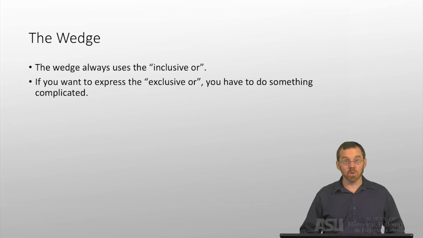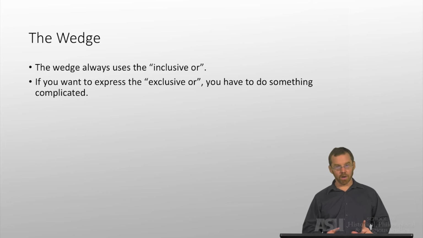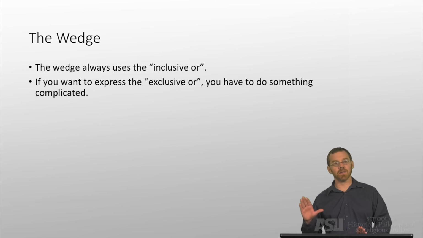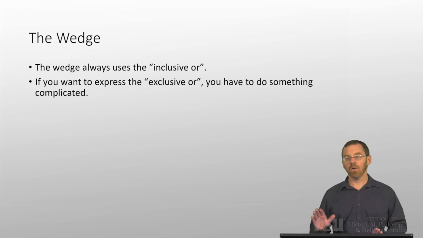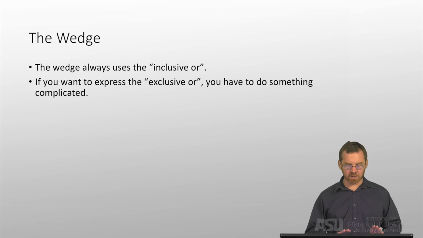This brings us back to the wedge. The wedge always uses the inclusive or. If you want to express the truth function for the exclusive or, you have to do something complicated. Right? Or we could add another symbol to the system, but we don't want to add another symbol to the system. So if you want to express the exclusive or, you've got to do something complicated. The wedge always means the inclusive or. It always means one or the other, possibly both.